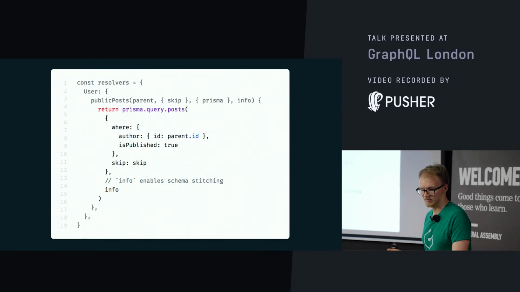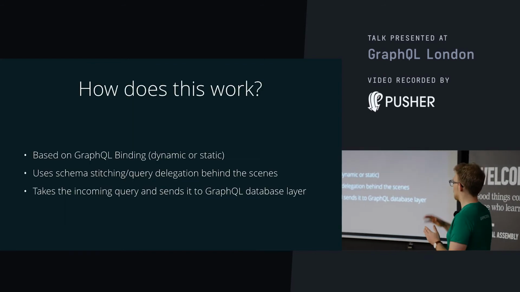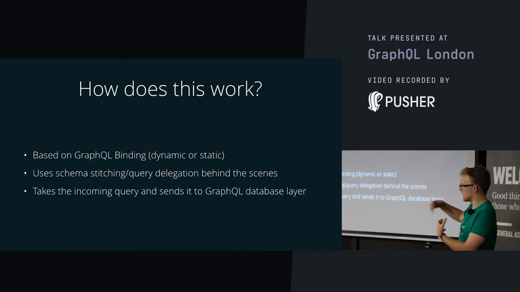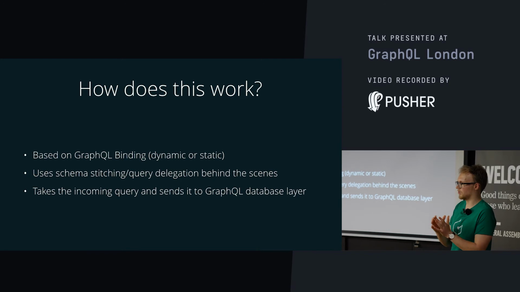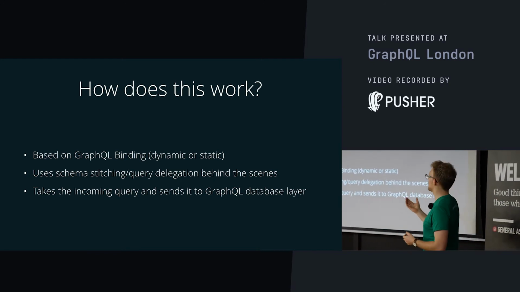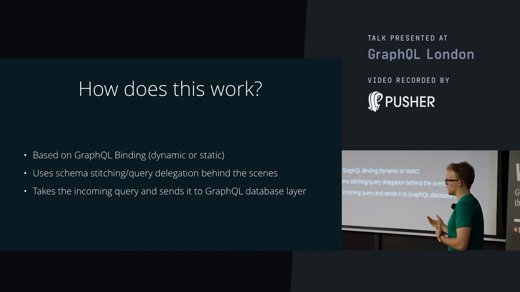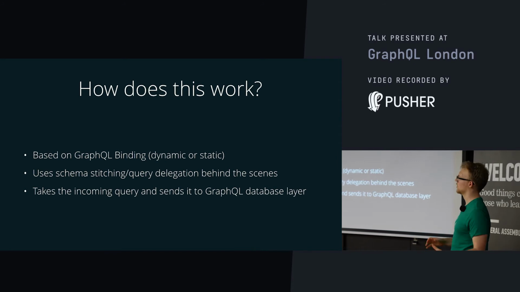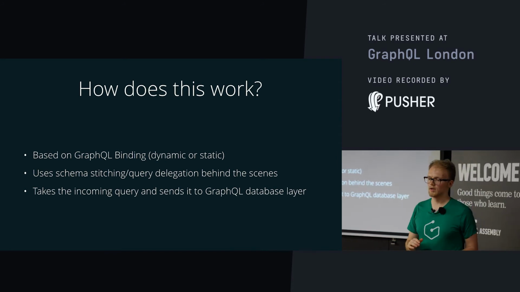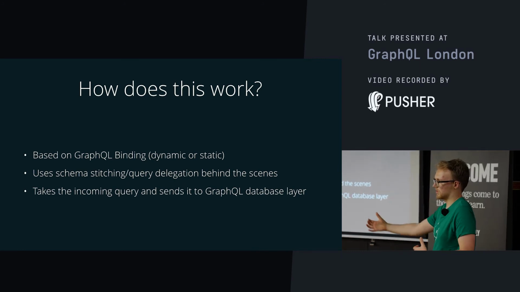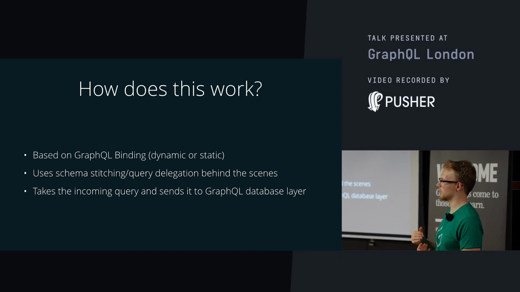And this actually works. This is based on GraphQL bindings. Since the database that you're accessing is just exposed as a GraphQL API, we can just make use of all of the capabilities we have from GraphQL bindings, either dynamically or statically. Under the hood, it's using schema stitching so that you don't have to write out all of the fields that you want. And essentially it just takes a part of your query that's coming in and sends it off to your other GraphQL server.